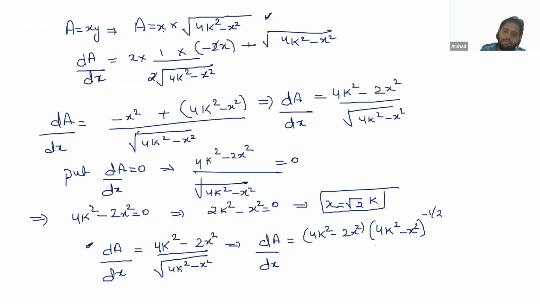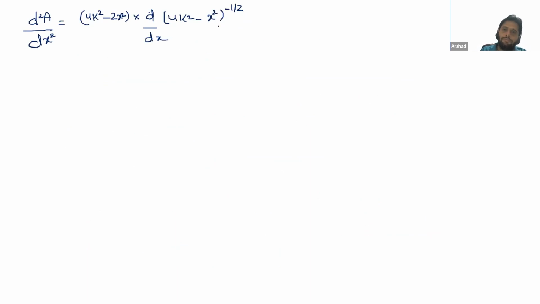So d square A by dx square is equal to the first function as it is, first is 4k square minus 2x square, into the derivative of the next one, 4k square minus x square to the power minus half with respect to x, plus 4k square minus x square to the power minus half into the derivative of 4k square minus 2x square with respect to x.